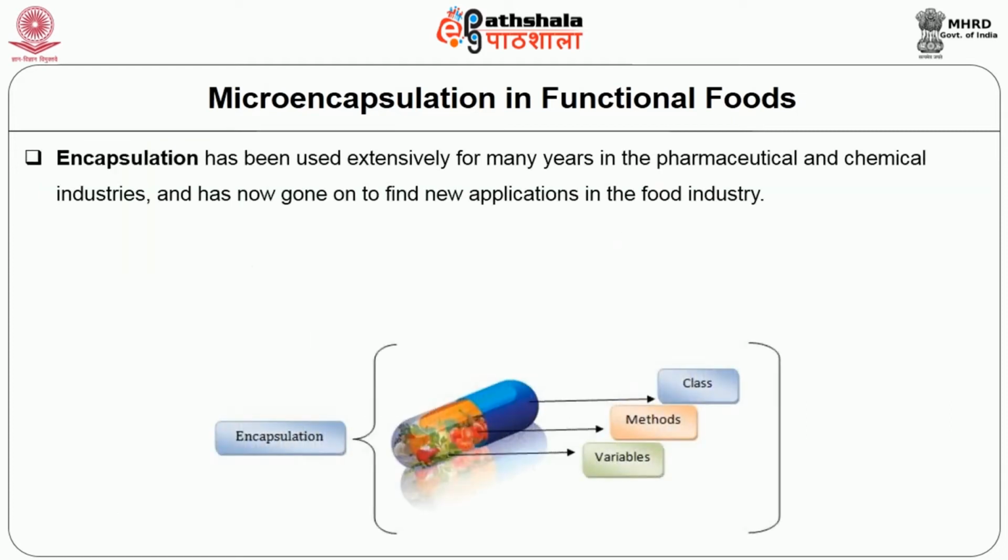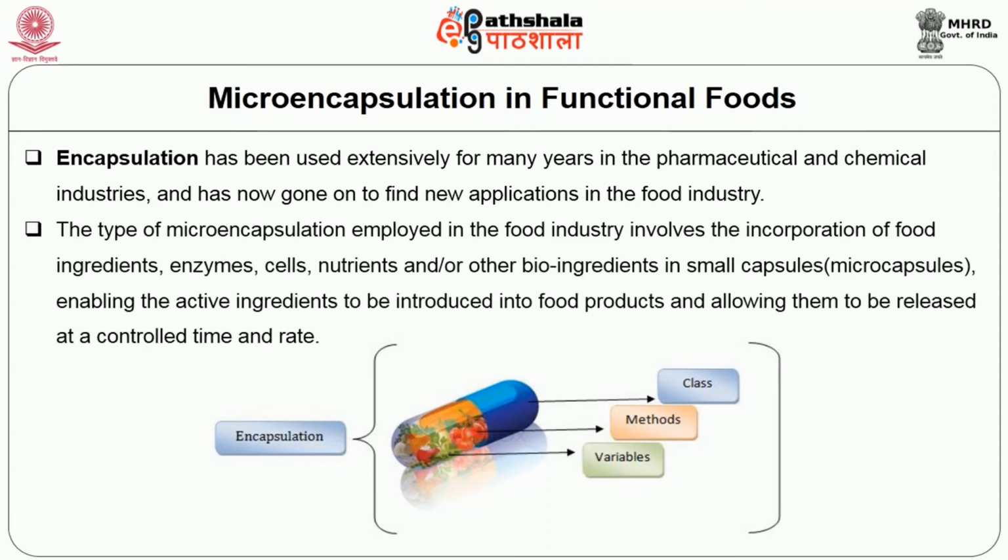Encapsulation has been used extensively for many years in the pharmaceutical and chemical industries and has now gone on to find new applications in the food industry. The type of microencapsulation employed in the food industry involves the incorporation of food ingredients, enzymes, cells, nutrients, and other bioingredients in small capsules, enabling the active ingredients to be introduced into food products and allowing them to be released at a controlled time and rate.